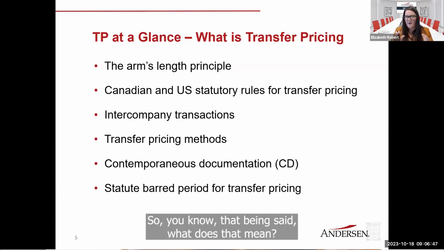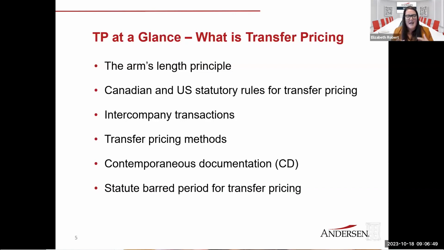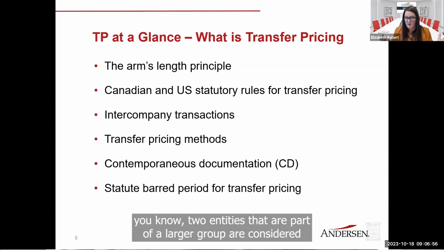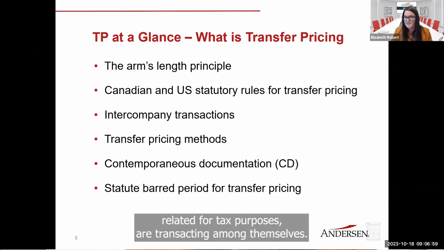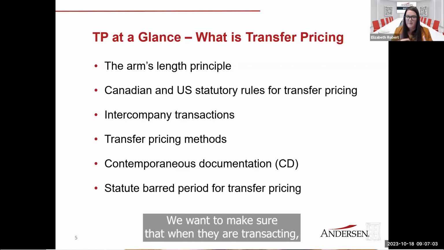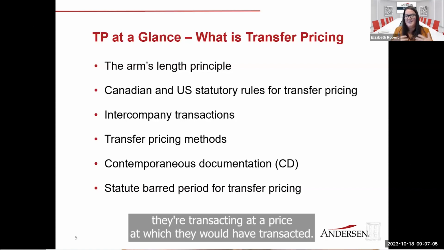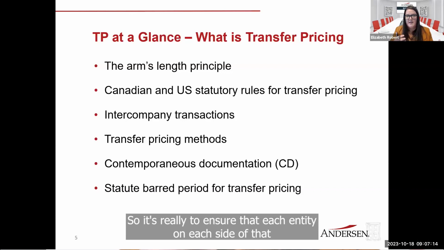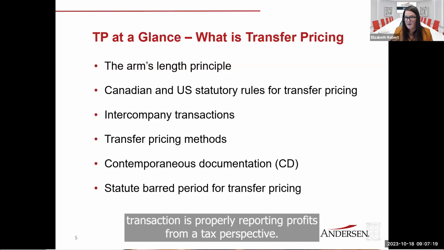So, that being said, what does that mean? Essentially, when related parties, two entities that are part of a larger group and are considered related for tax purposes, are transacting among themselves, we want to make sure that they're transacting at a price at which they would have transacted had they been dealing with third parties. So it's really to ensure that each entity on each side of that transaction is properly reporting profits from a tax perspective.